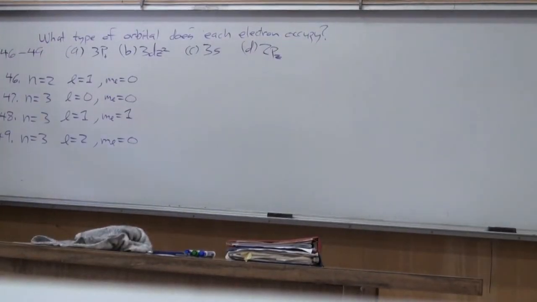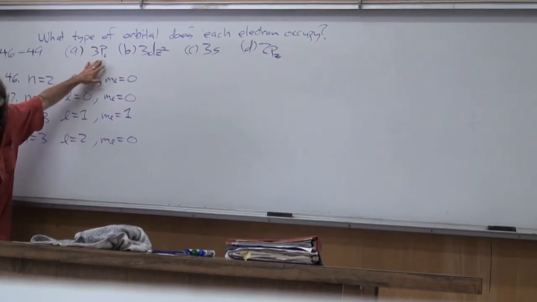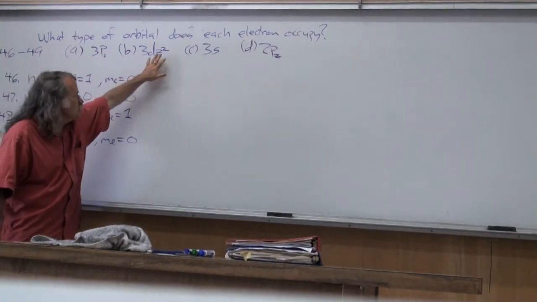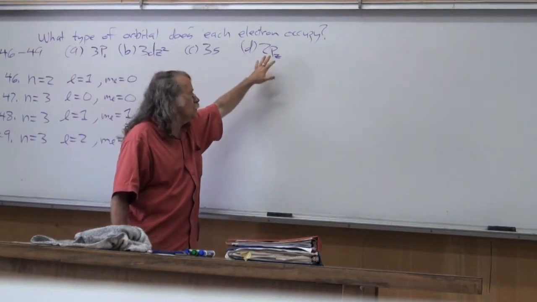This is for questions 46 through 49. It asks what type of orbital does an electron with the following quantum numbers occupy? I didn't actually write that verbatim up there, but the way you see it written on the test is much better wording. The options are A, a 3p plus, B, a 3dz squared, C, a 3s, and D, a 2pz.